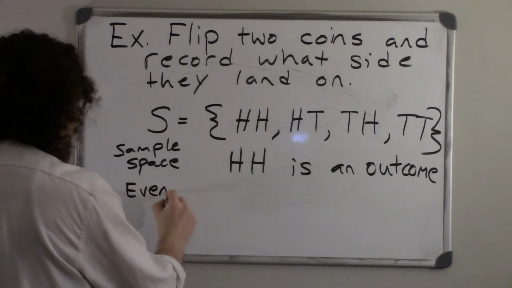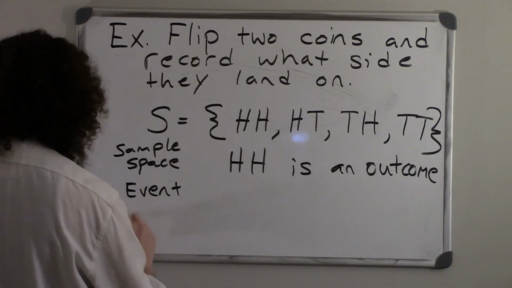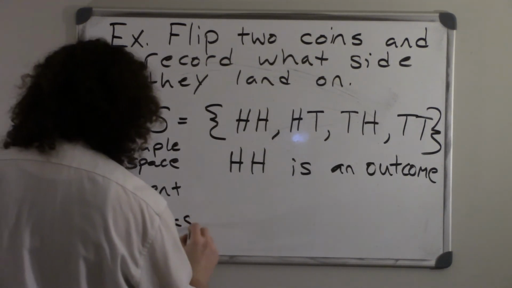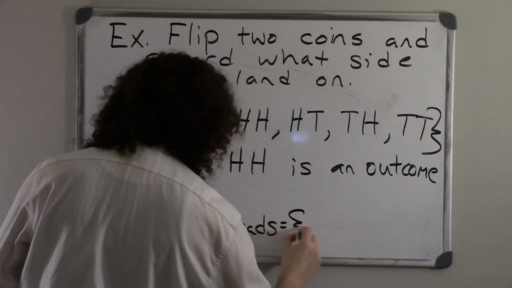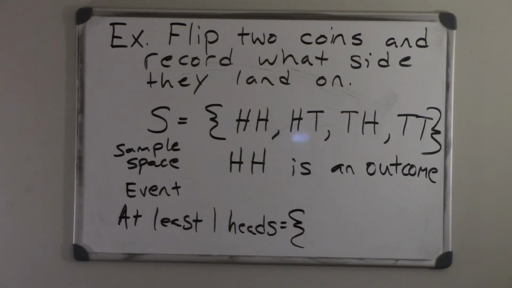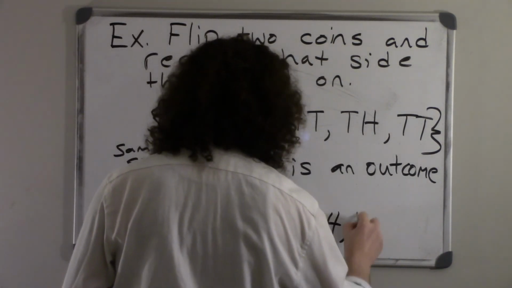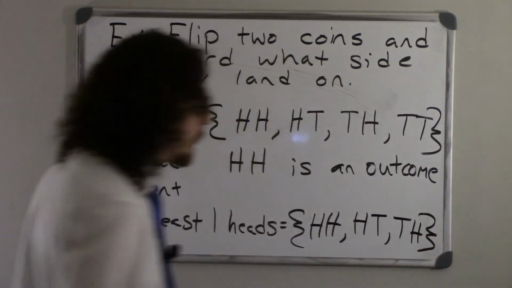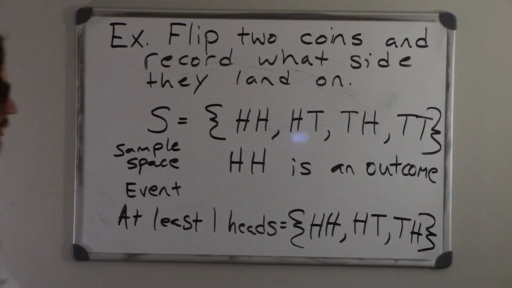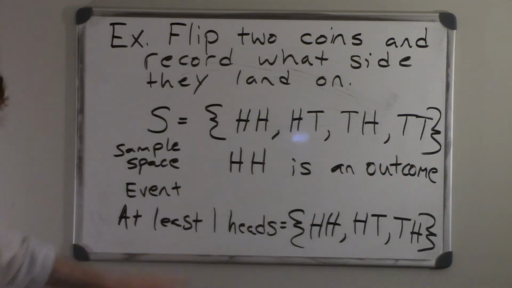We could also define an event. Maybe I want to say my event is that we get at least 1 heads. So when we're flipping these 2 coins, how many times do we get at least 1 heads? Well, heads, heads; heads, tails; and tails, heads. The only one we wouldn't include would be tails, tails, because of course we don't have a heads in there.